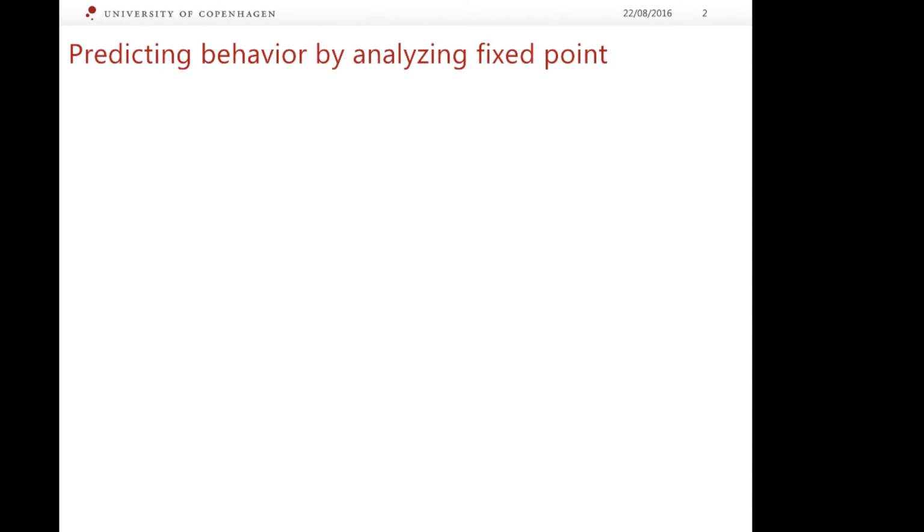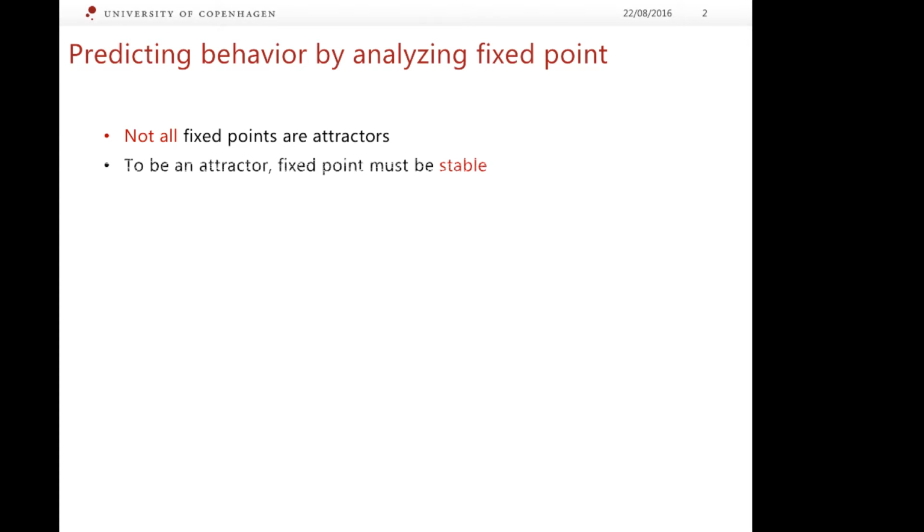In Part 3, we already figured out that attractors can help us predict the long-term behavior of the system. And we discovered that there are several kinds of attractors. Also, we learned how to find fixed points. However, not all fixed points are attractors. When will the fixed point be an attractor? When it is stable.